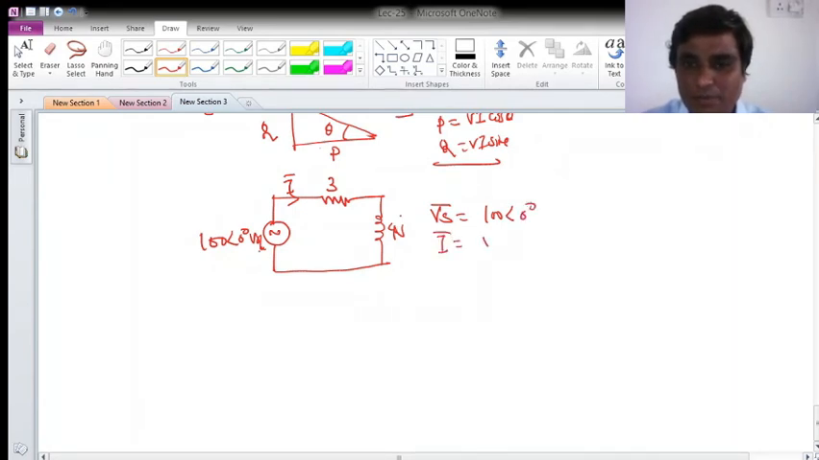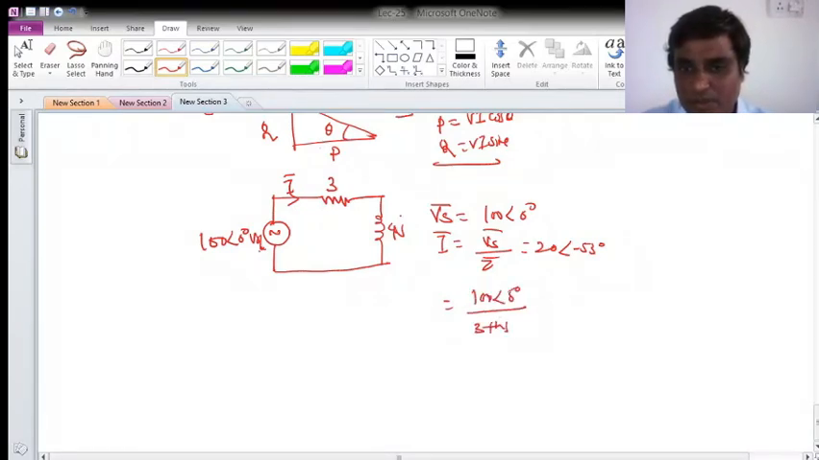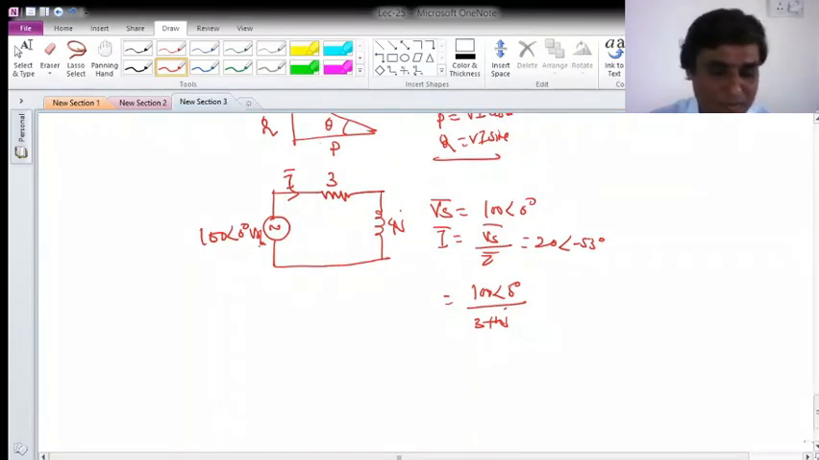I bar has been computed as Vs bar by Z bar, which comes out to be 20 angle minus 53 degree. In the last example we computed this. It was 100 with angle 0 degree divided by 3 plus 4j, so the square root of 3 squared plus 4 squared comes out to be 5. So this is 20 magnitude, and the angle is tan inverse of 4 by 3, which is 53, and it goes upstairs, so it will be minus 53 degree. So this is my I bar.